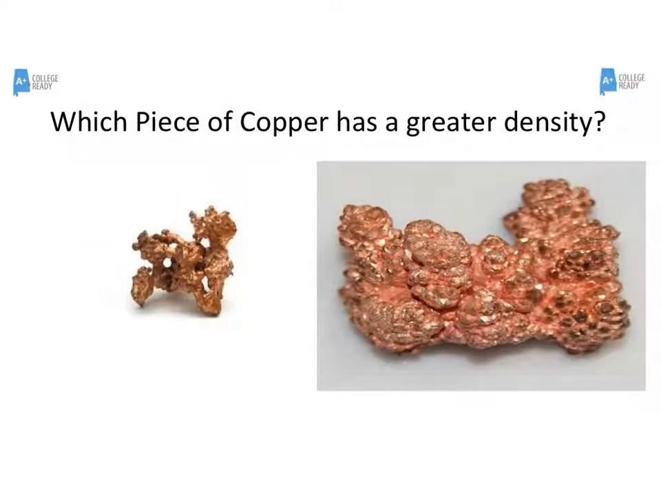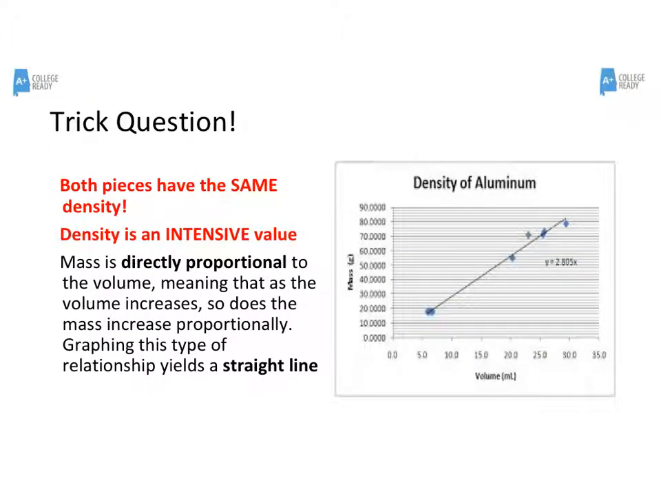So here's a theoretical question or thought experiment. Have 2 pieces of copper, one much smaller than the other. Which one of these pieces of copper has a greater density? Think about it. It's a trick question. They both have the same density. Density is an intensive value. It does not depend on the mass or the volume.